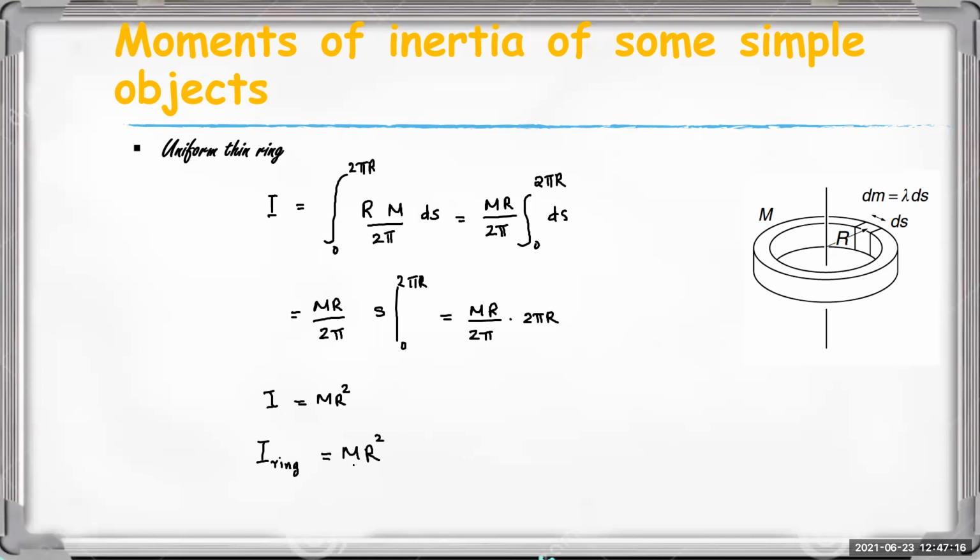Next, for a ring having mass m and radius r, the moment of inertia about an axis passing through its center and perpendicular to its plane is I is equal to mr square. Okay.